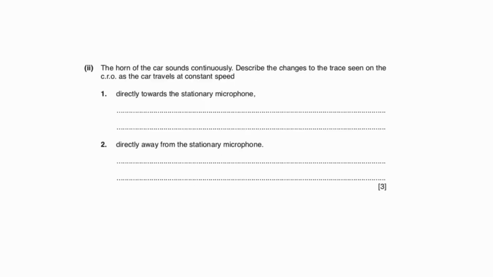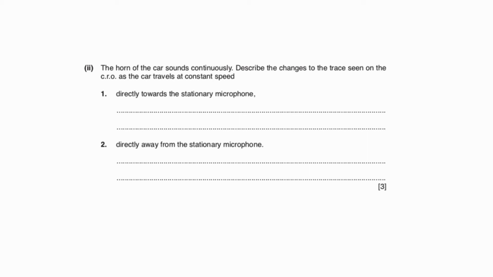Now for the next one, when they said the horn of the car sounds continuously, what will happen to the trace seen on the CRO when the car travels at constant speed directly towards the stationary microphone? We know that the Doppler effect will occur when the car travels towards the microphone, so the frequency will increase. So the question is, what will you see on the CRO? The changes to the trace on the CRO. Because the frequency is higher, with the time base, the period will be shorter.